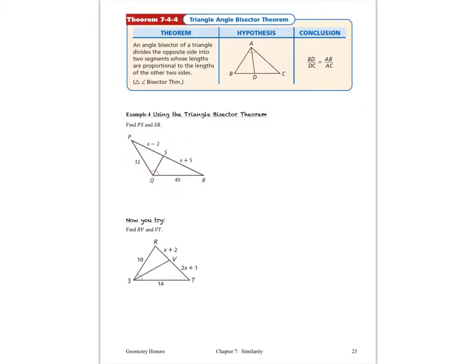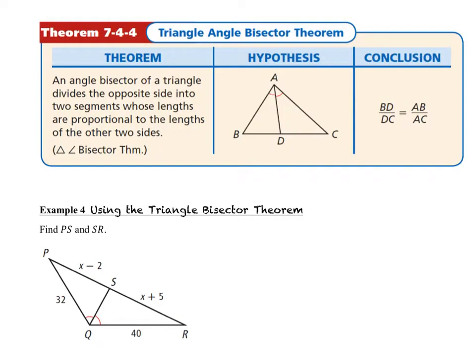That leads us to our next theorem, 7-4-4, the triangle angle bisector theorem. This theorem says an angle bisector of a triangle divides the opposite side into 2 segments whose lengths are proportional to the lengths of the other 2 sides. This sounds a little complicated. Remember, an angle bisector breaks an angle into 2 exactly equal pieces. This says that when we have an angle bisector in a triangle, it's going to create sides that are proportional.